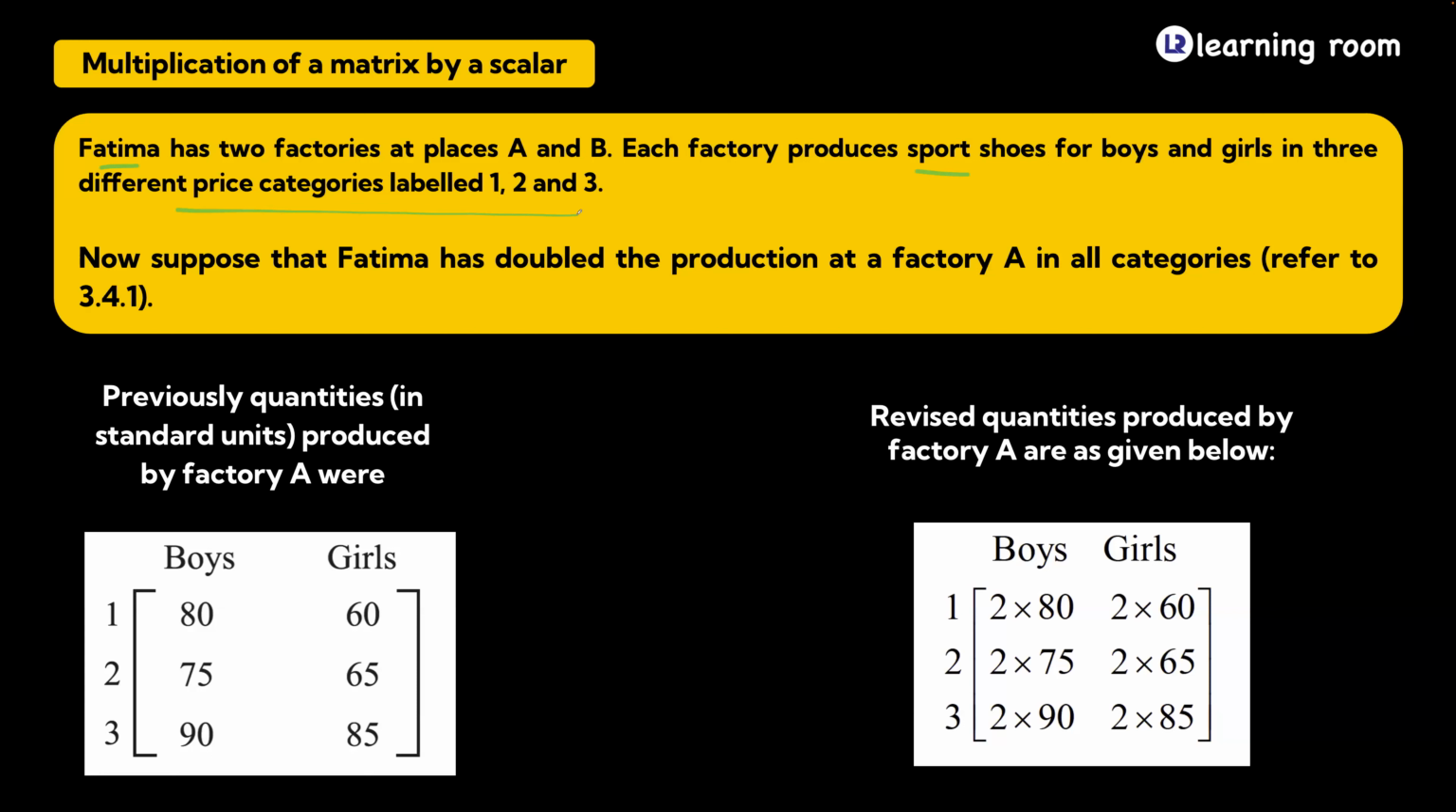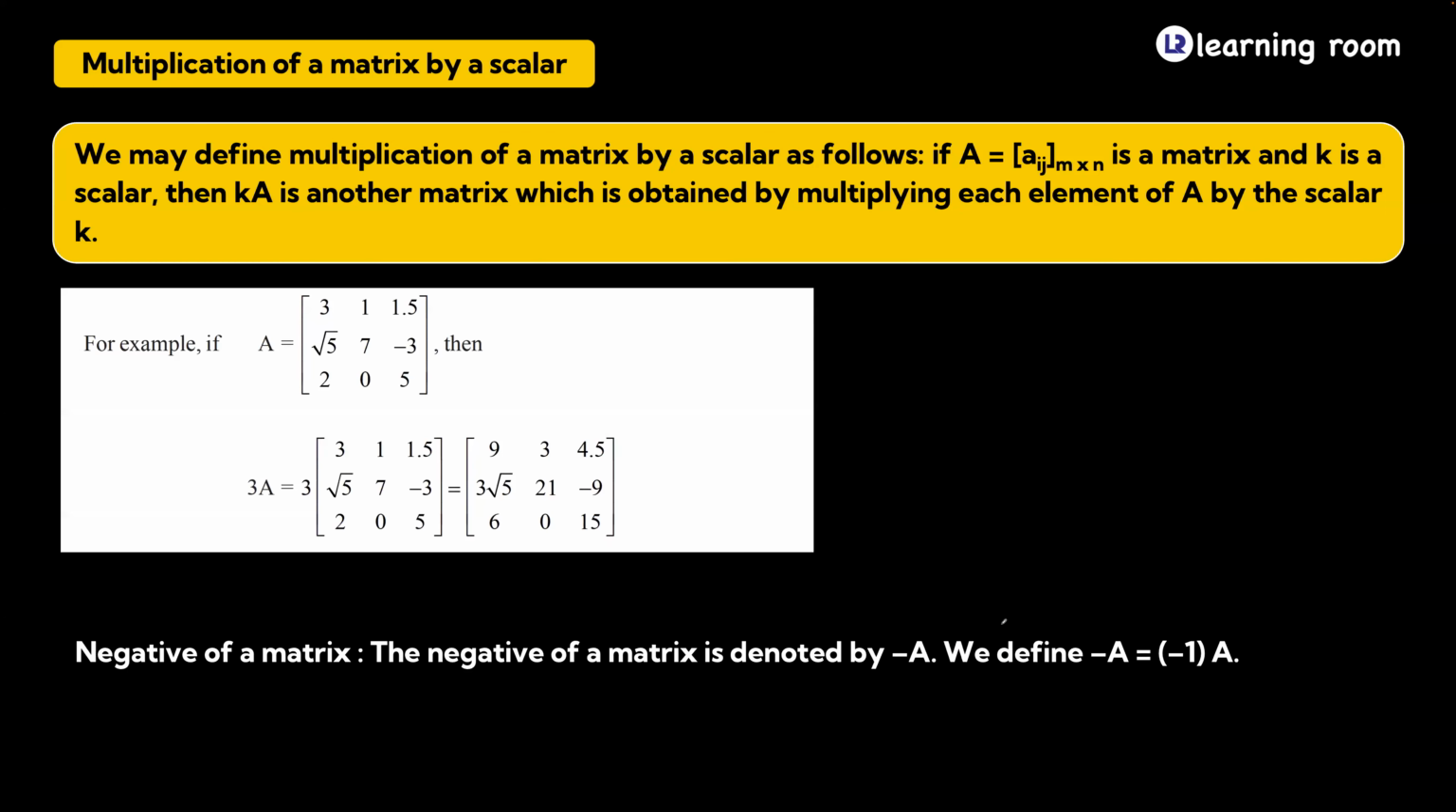So what is going to happen here is, how much is the production increased by? It is doubled. That means each element should be multiplied with 2, obviously. So it is going to be 2 into 80, 2 into 60, 2 into 75, 2 into 65, 2 into 90, 2 into 85. So basically, when you talk about multiplication of a matrix by a scalar, every element in the matrix should get multiplied with that scalar value. Having said that, see what is going to happen is, based on this, how are we going to define it?